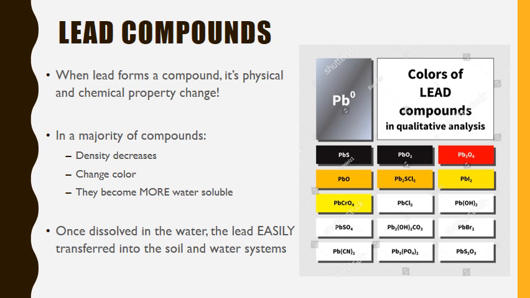Now, lead isn't often found in its pure state. It's often found in a compound. There are, as said before, a ton of compounds that include lead, and none of them have the same properties as the pure lead does. Majority of them have a decrease in density. The color changes, and if you look off to the side, this chart shows you approximately the color of the compound, and they become much more water soluble. So the fact that they become water soluble in the compound means lead is easily accessible in the soil and water systems.